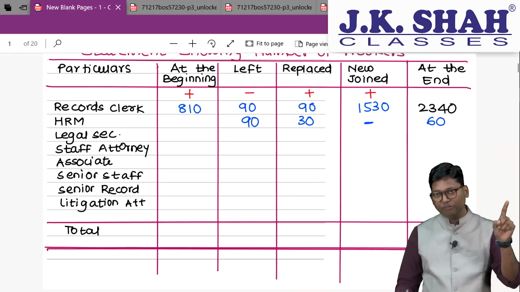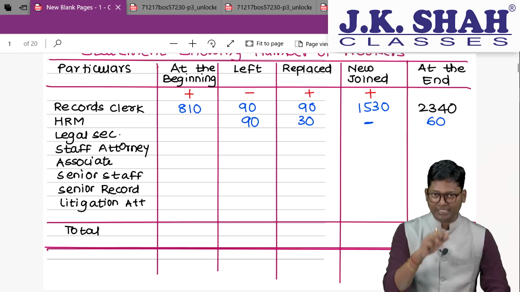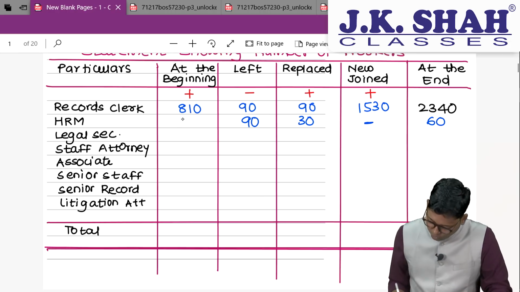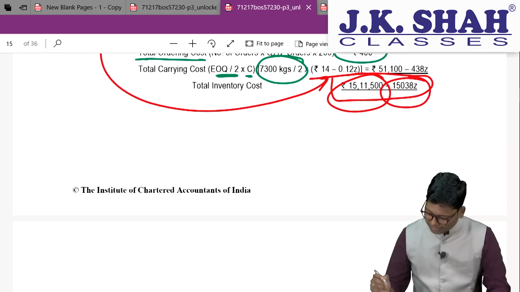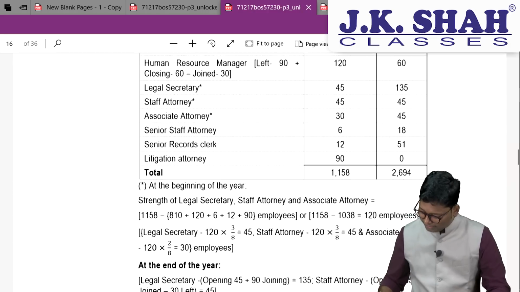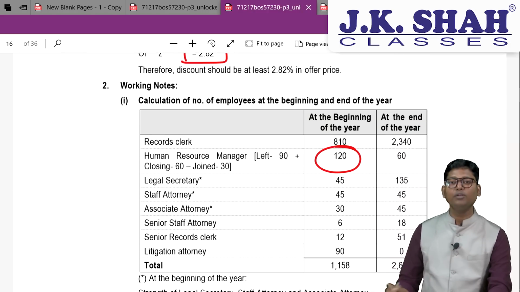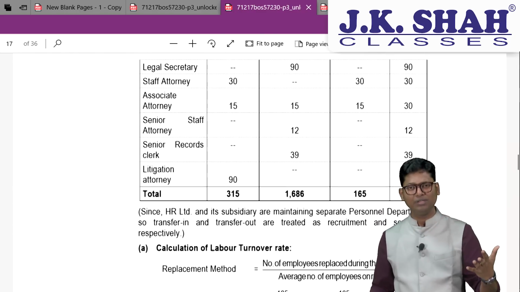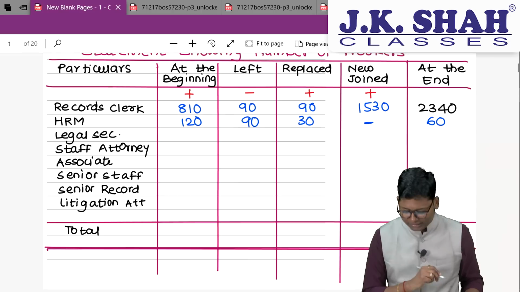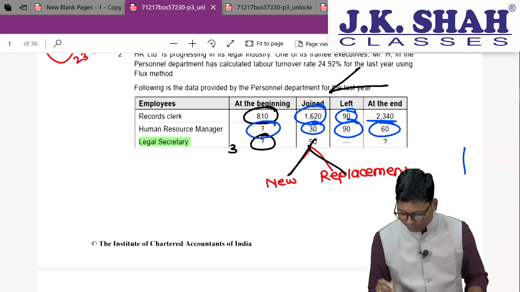Now we should go in a reverse way to calculate. 60 minus 30, signs will change, plus 90 will give you 120 HRM managers. You can even check this in the suggested solution. They have given you the entire data, and it says that at the beginning of the year 120 managers were there. So instead of so many working notes, you can directly use this table to solve the calculation and find the data which was missing from the question.